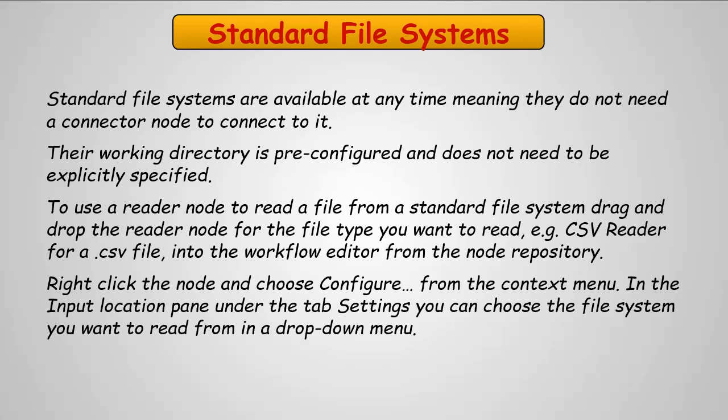A connected file system instead is going to be one that might be, for example, on an Amazon S3 bucket or somewhere on your Google Drive. And we'll show examples of all of those. But to begin with, we're going to look at standard file systems. Their working directory is pre-configured and does not need to be explicitly specified. And you use a file reader and you just drag it onto your workflow, and then you can right-click and configure it directly out of that file reader.